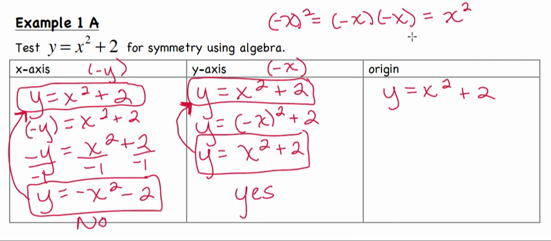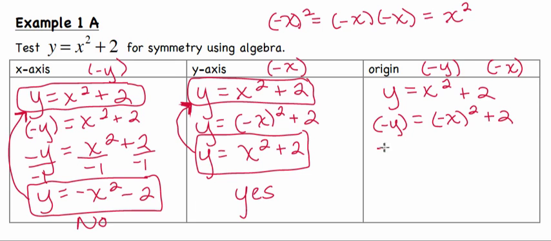And then finally we have symmetry with respect to the origin, and I'm going to test for that by replacing both my y with a negative y and also my x with a negative x. I have to replace both. So let's go ahead and do that. I'm going to take my y and replace it with a negative y, and then my x gets replaced with a negative x. And then I need to clean it up. Remove parentheses, you get negative y, square negative x, you get positive x squared.